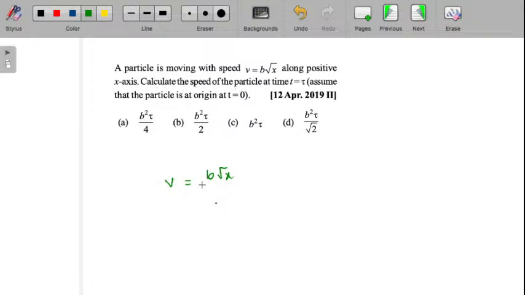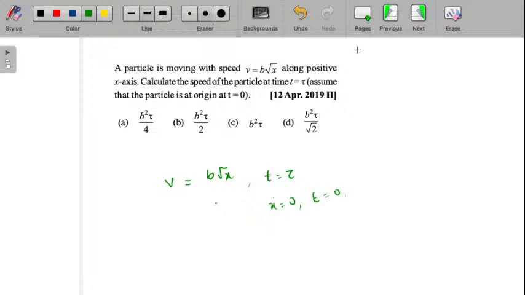Calculate the speed of the particle at time t equals tau. We know at t equals tau, we have to find the value of the speed of the particle, and assume that the particle is at the origin at t equals 0. So x equals 0 at t equals 0.